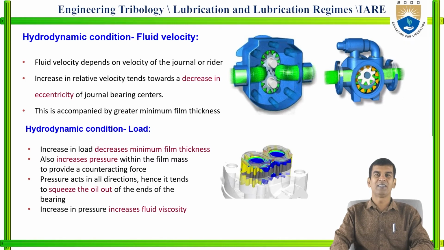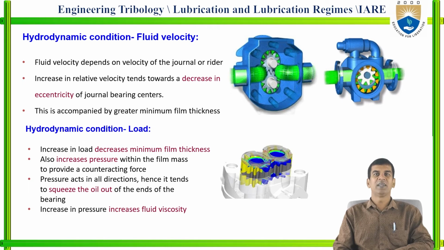Now you can see the hydrodynamic condition, fluid velocity. Fluid velocity depends upon the velocity of the journal. Increase in the relative velocity tends towards a decrease in the eccentricity of the journal and bearing centers. This is accompanied by a greater minimum film thickness. In hydrodynamic condition, fluid velocity depends upon the velocity of the journal.